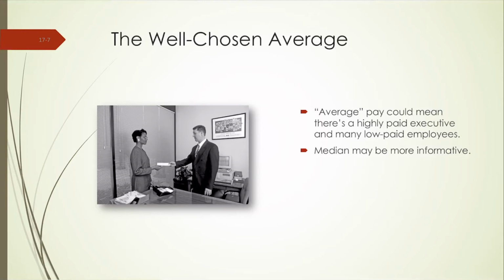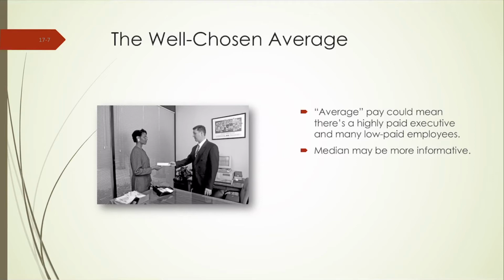Average pay could mean there's a highly paid executive and many low-paid workers. So let's say, for instance, the president's making $100,000 a year, and the worker is making $20,000 a year. Well, that's a big discrepancy. And if I just took 100,000 and 20,000, 120,000 divided by 2 would be what? 60,000, wouldn't it?